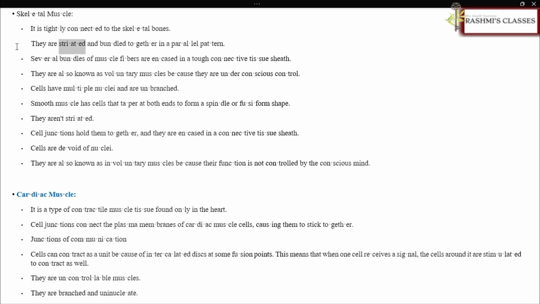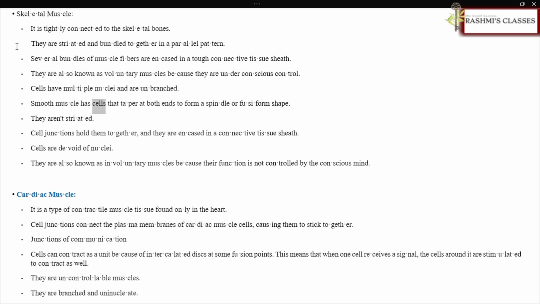They are striated and bundled together in a parallel pattern. Several bundles of muscle fibers are encased in a tough connective tissue sheath. They are also known as voluntary muscles because they are under conscious control. Cells have multiple nuclei and are unbranched.